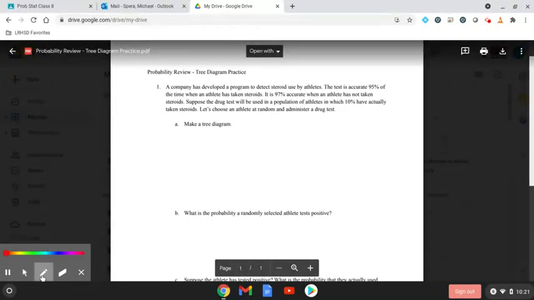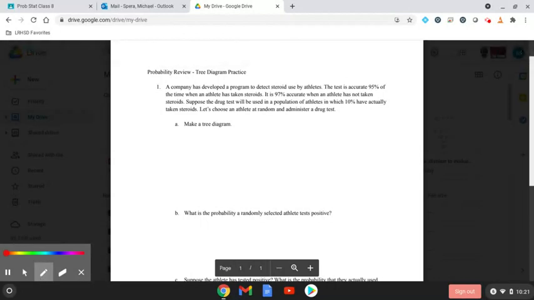But here we're told the company has developed a program to detect steroid use by athletes. We're given some data here that the test is accurate 95% of the time when the athlete does in fact take steroids. And we're also told that it's accurate 97% of the time when the athlete does not take steroids. Okay. Suppose that the drug test will be used in a population of athletes in which 10% have actually taken steroids. Okay. Let's choose an athlete at random, and we administer a drug test.